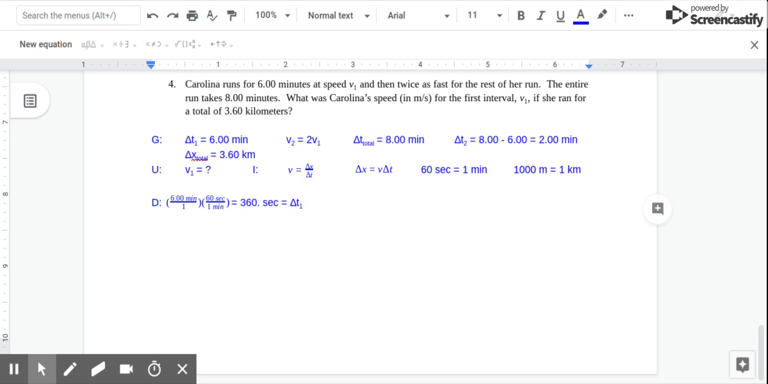Hi guys, this one is 1.08 practice number 4. It's about Carolina running at different speeds. So I already started this so you don't have to watch me type everything. So let's go through it.